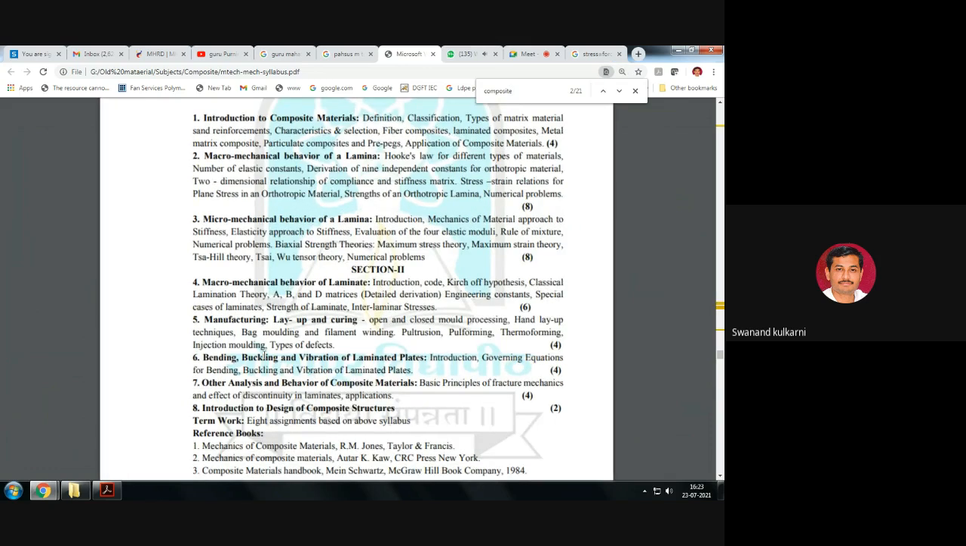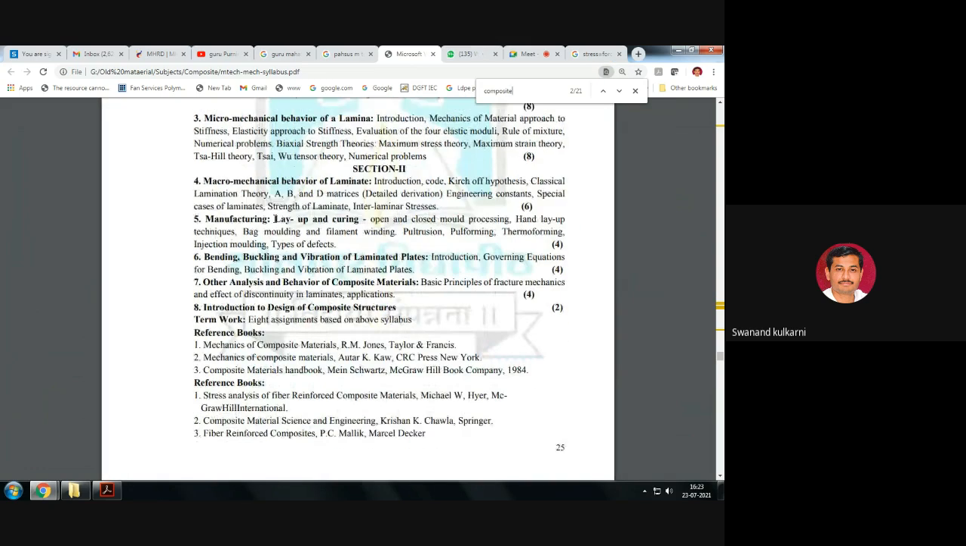So with reference to this chapter number 5, manufacturing, layup and curing, we have seen the open and closed mold processings. What is meant by open mold process? We have seen how closed mold processes are there. In case of open mold process, we have seen the hand layup technique, then spray deposition technique, then bag molding, vacuum bag molding technique, filament winding technique, pultrusions, pulp forming, thermoforming, injection molding. So these various techniques we have seen for manufacturing the composite material.